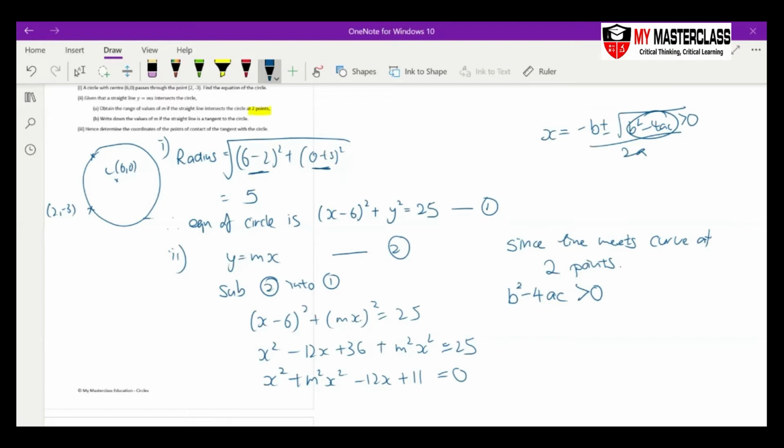Then when you square root, you can have plus minus. That's why you can have 2 answers. If you want 1 answer only, then it's equals to 0. So that when you square root 0, there's no value here. This one will be out. This is the only answer.